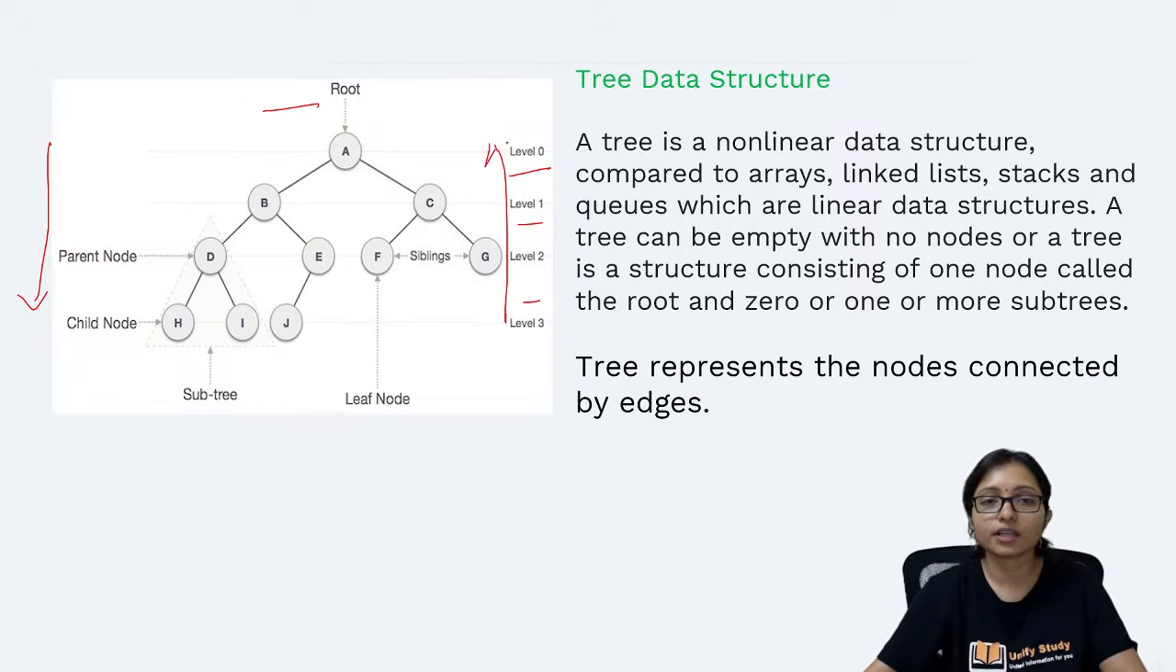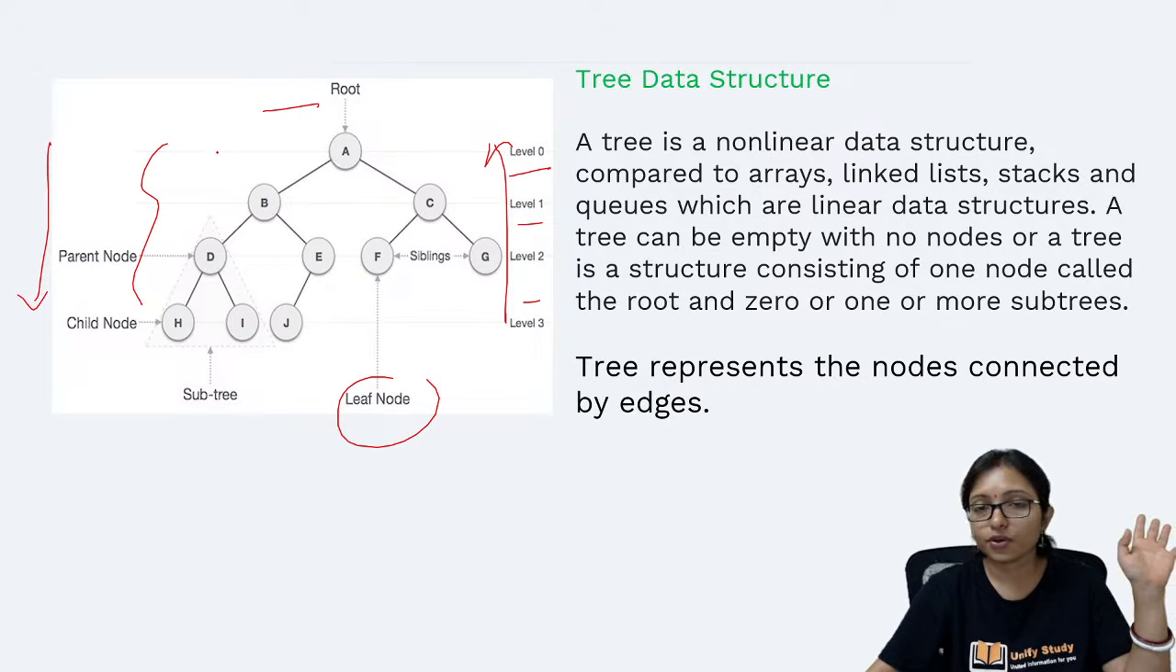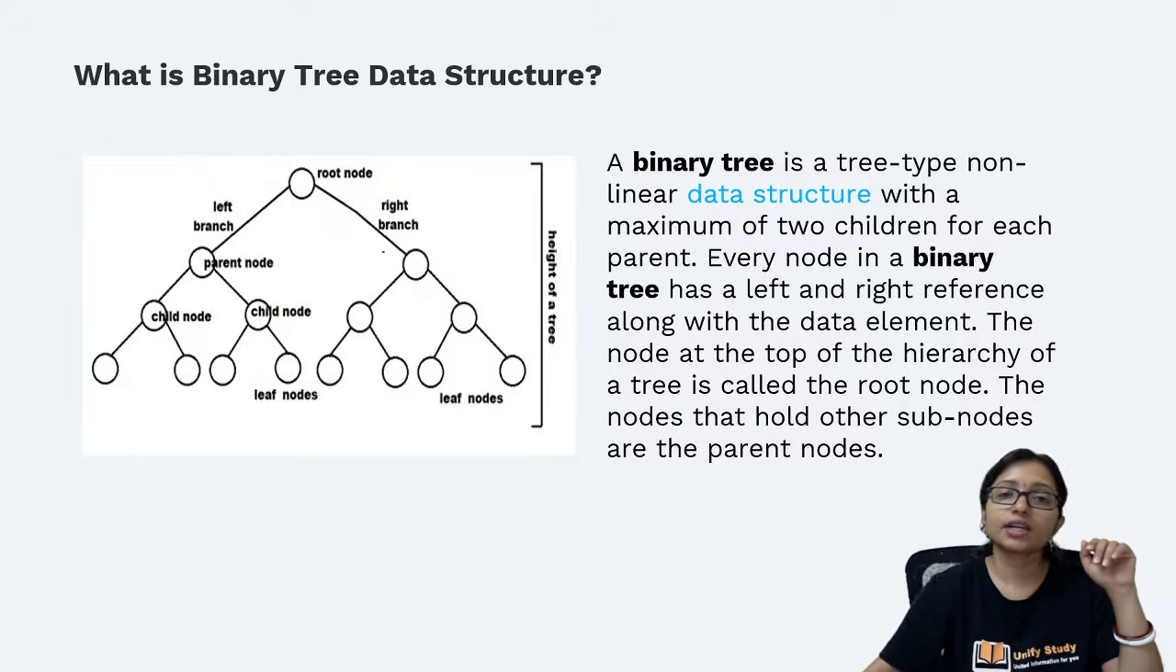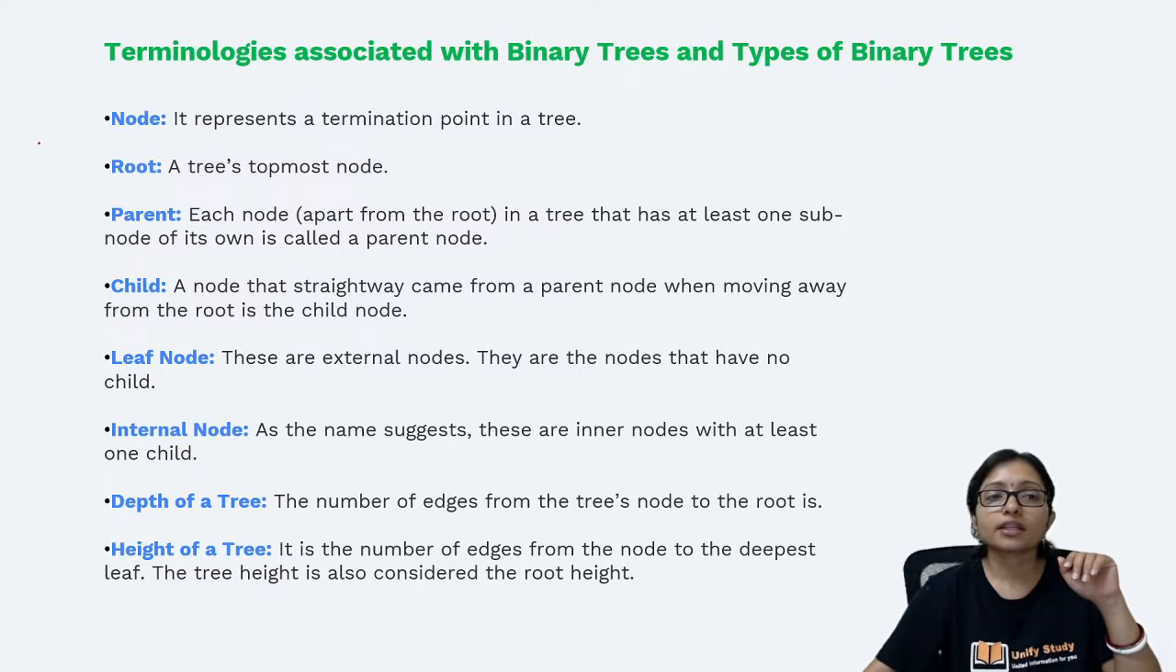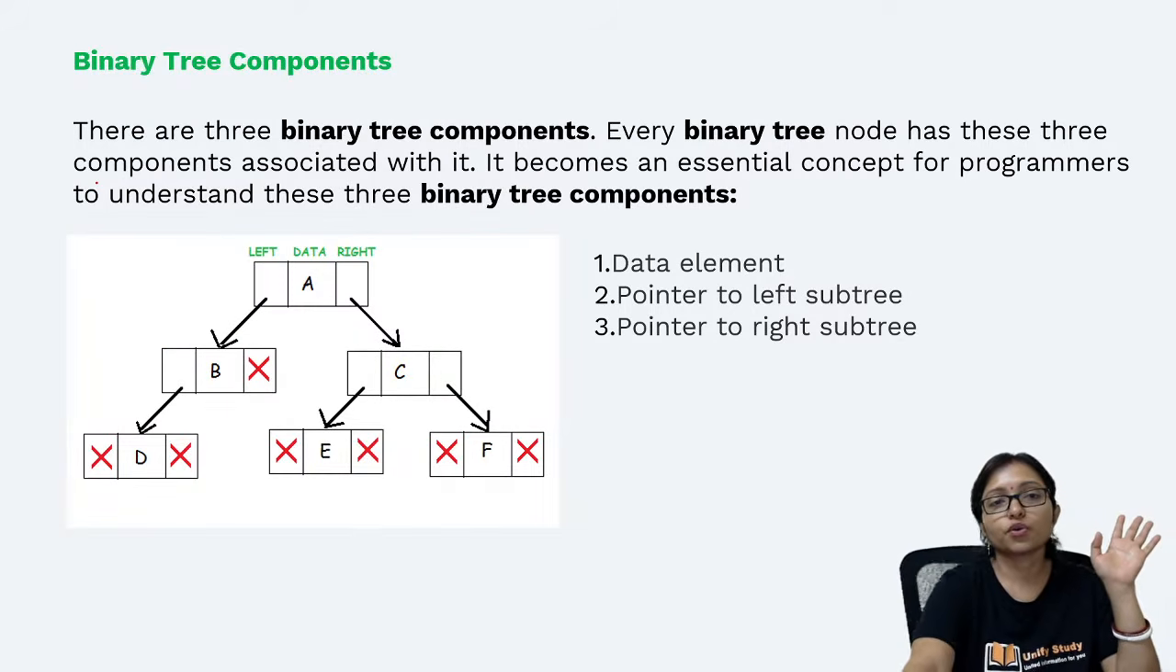What is the height, what is the depth, which are called leaf nodes, which are called internal nodes. Except leaf nodes, all are your internal nodes. And in the tree data structure, the main terms are root, left branch, right branch, child, leaf; this you all know. All the terminologies related to trees are also very well known to you.